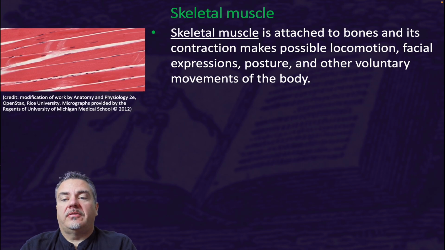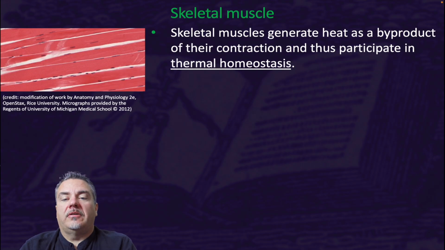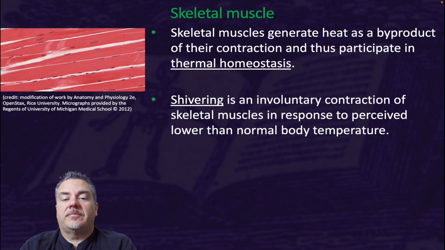Skeletal muscle is attached to bones, and its contraction makes possible locomotion, facial expressions, posture, and other voluntary movements of the body. 40% of your body mass is made up of skeletal muscle. Skeletal muscles generate heat as a byproduct of their contraction and thus participate in thermal homeostasis. Shivering is an involuntary contraction of skeletal muscles in response to perceived lower than normal body temperature.